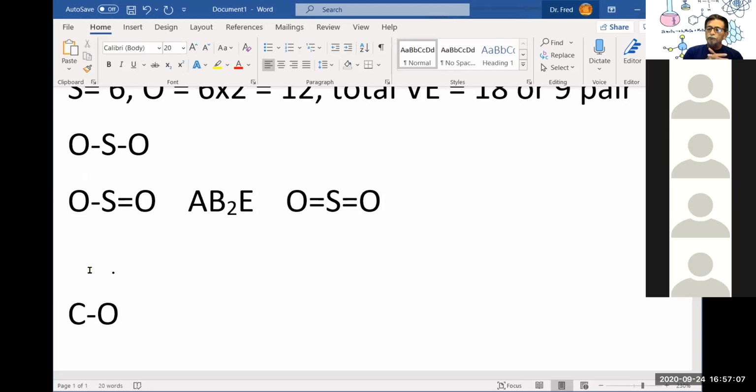Is that a polar bond? Pardon me? Oh no, I thought she was asking. I said too that I was thinking about the bond right there. Would it be yes or no? What do you think? Yeah, yes. 50-50 chance. Yes.